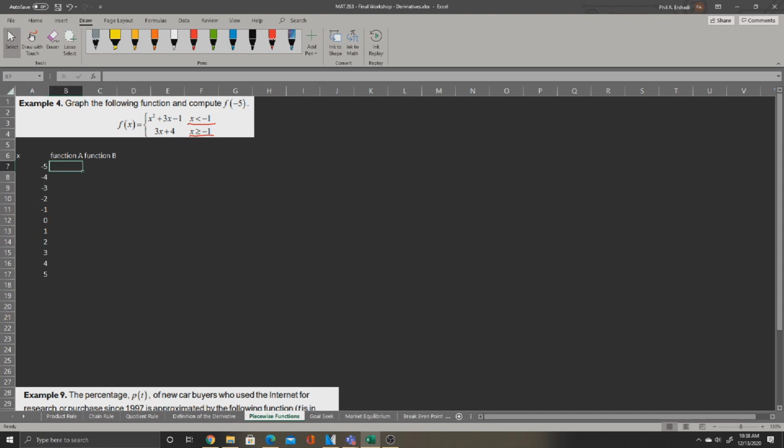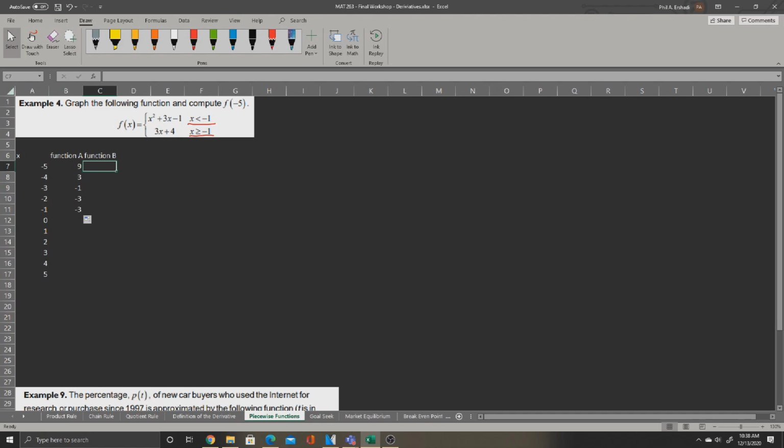Now, function a here is only good if we are less than -1. So let's just apply this formula for our numbers that are -1 or lower. So we'll use function a starting from -5. That'll be x squared plus 3x minus 1. So in Excel, start by saying equals x raised to the second plus 3 times x minus 1. Then we select the box and take the black cross, but we're going to stop at -1.